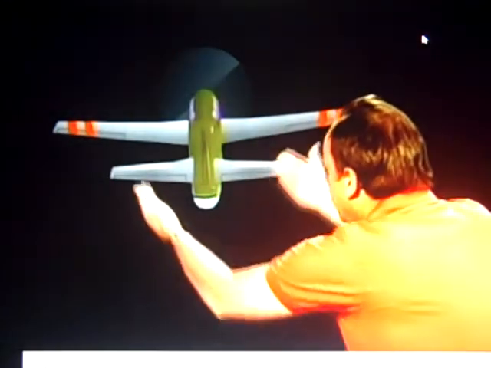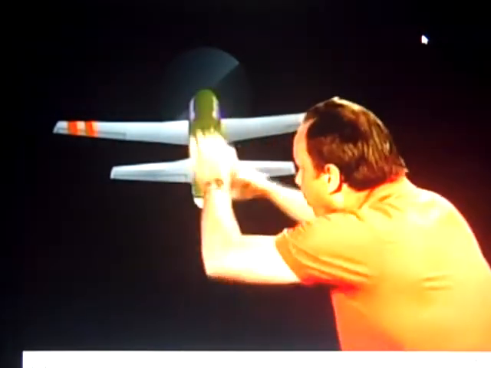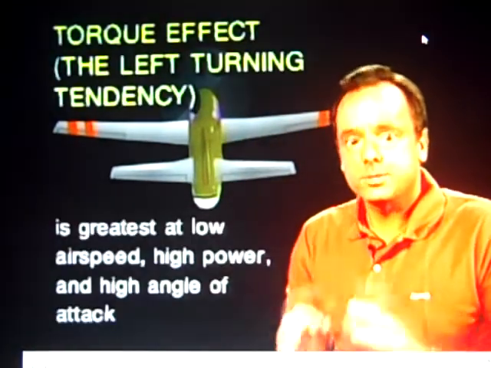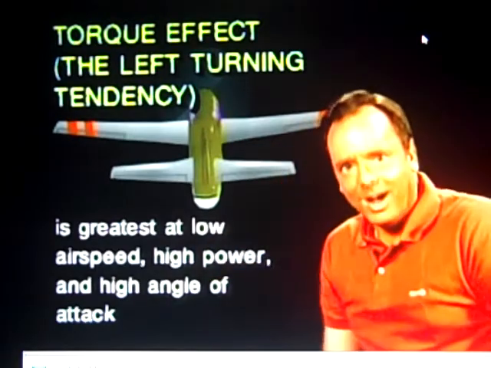But when the airplane is slow, there's not enough air over the wings and tail to counterbalance that left-turning tendency, and also, when you have high power, there's more of a left-turning tendency. So, torque effect, that's the left-turning tendency, is greatest when? Well, it's greatest at low airspeed, high power, and high angles of attack.